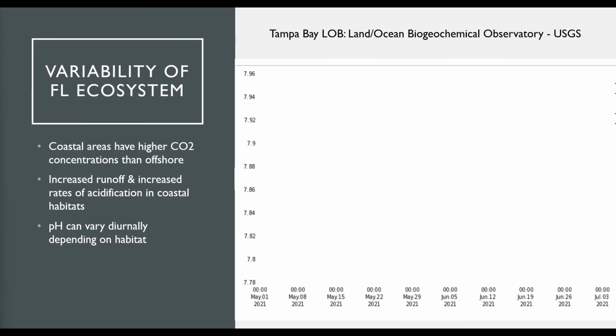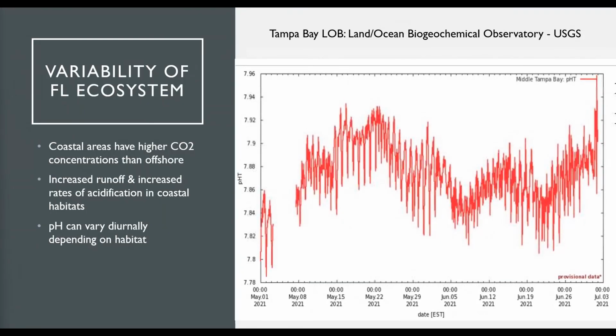As we've heard throughout this whole session today, Tampa Bay has variability in its pH, and this is due to it being a coastal area, having higher CO2 concentrations than an offshore area. This can be due to increased runoff or increased rates of acidification in these coastal habitats. One thing that we were really interested in is looking at pH diurnal variability depending on habitat. This graph on the right side of the screen is from the Tampa Bay LOBO database, and it's showing that variability between morning and night in Tampa Bay.